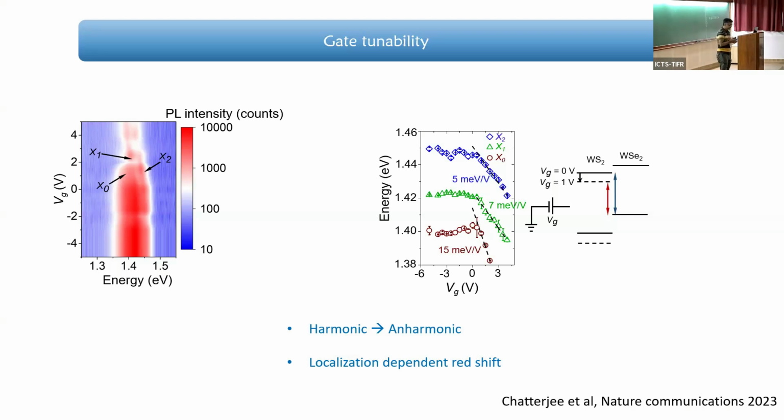Now, this makes the system significantly different. The reason is that because the shift is different, they are no more equally separated. So this is no more a harmonic system. You are introducing anharmonicity to the system. So there is a harmonic to anharmonic shift that you were talking about when you are introducing this gate voltage. Okay. So that's one thing. I'll discuss the anharmonicity part in the next slide.